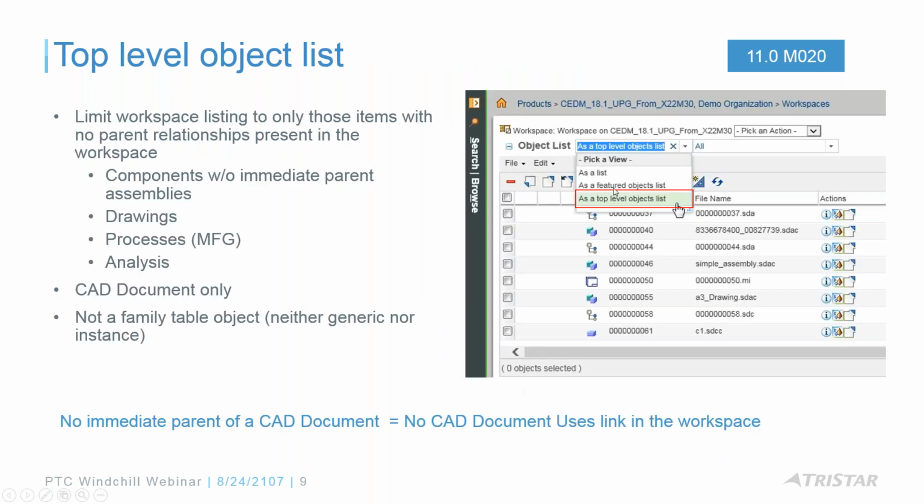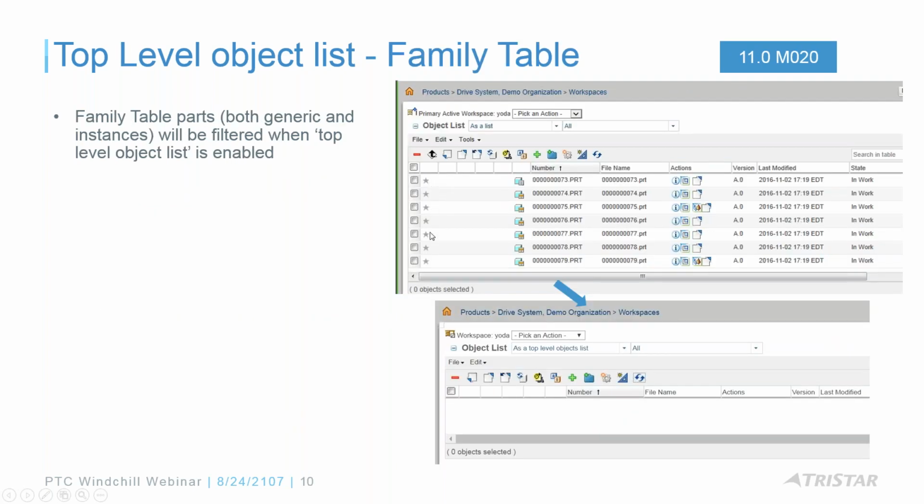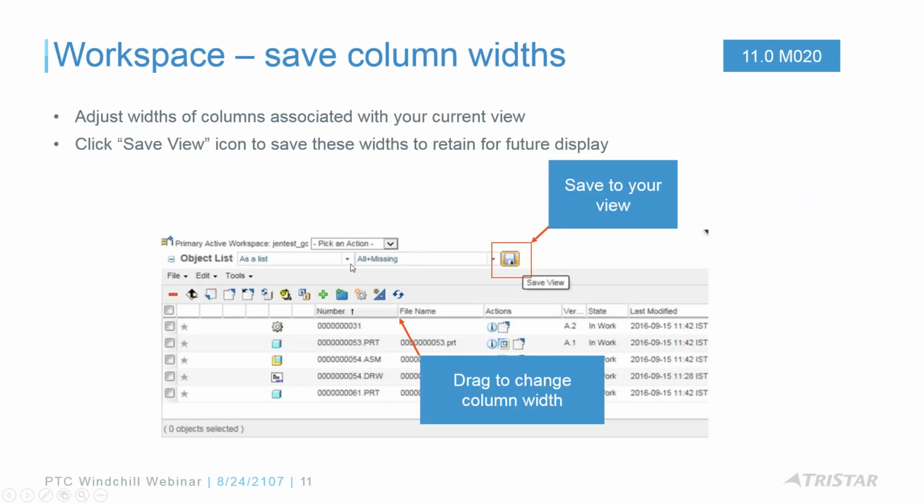It's a bit different than this other feature that PTC introduced in Windchill 11 called the as featured object list. These gave you these little stars, so you can turn these on and off again and only show the items that you want to display in the workspace. Everything else would be hidden. So it's just another layer of displaying objects in the workspace.